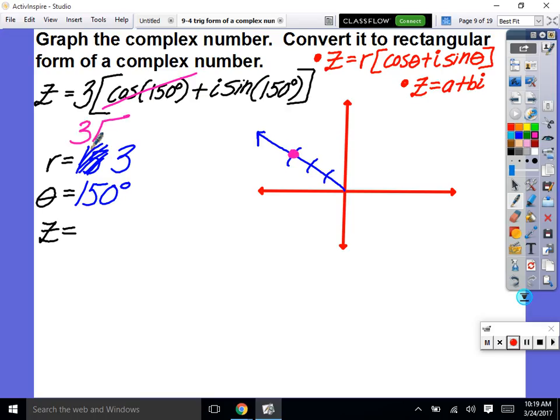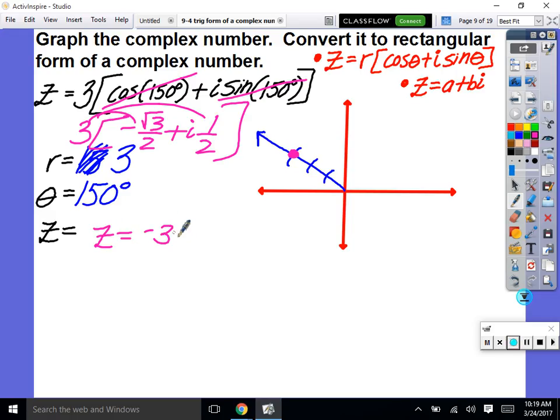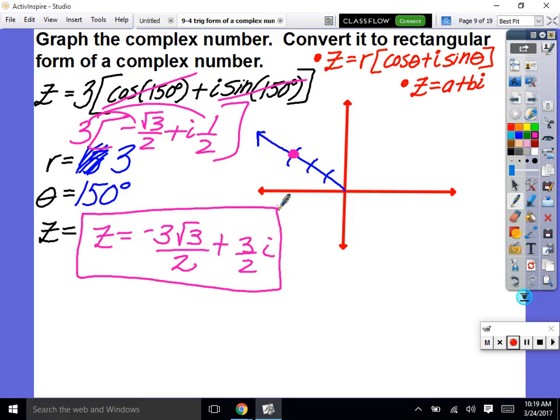Yep. So we'd have 3 times negative root 3 over 2 plus i, and then sine of 150 is 1/2. Now distribute the 3 in. So z is equal to negative 3 root 3 over 2, correct? Right. And then plus 3/2 i. It's pretty straightforward. Now it's in a plus bi form, the way we're used to seeing complex numbers.